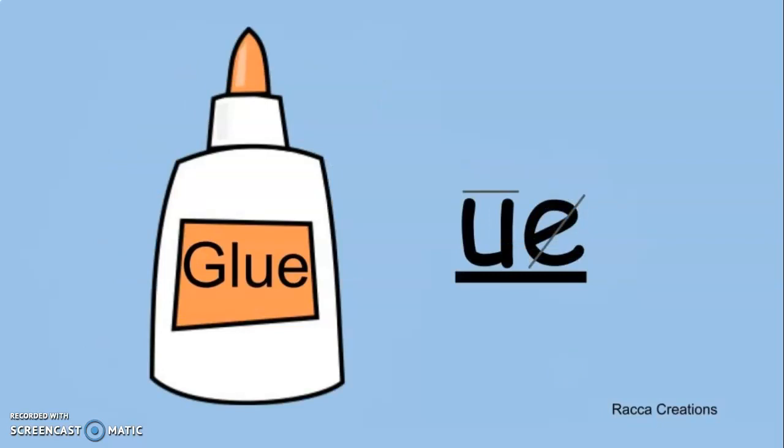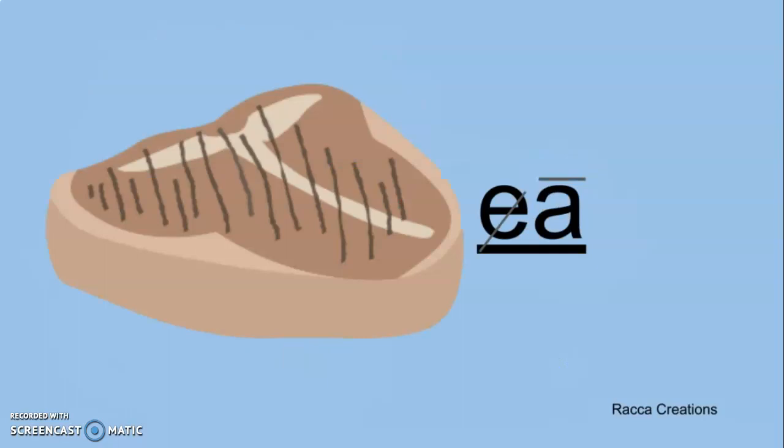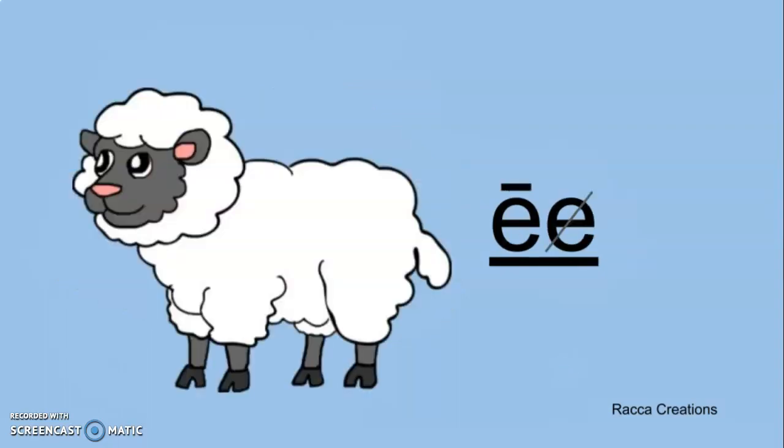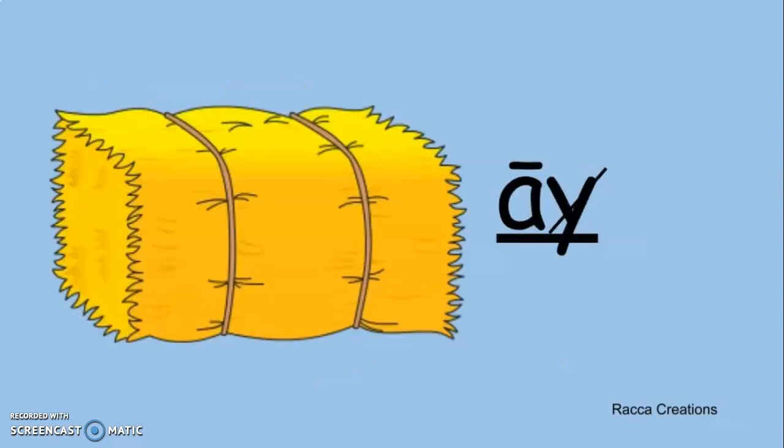UE says U, like glue. AI says A, like rain. EA says A, like steak. EE says E, like sheep. EI says E, like receipt. AY says A, like hay.